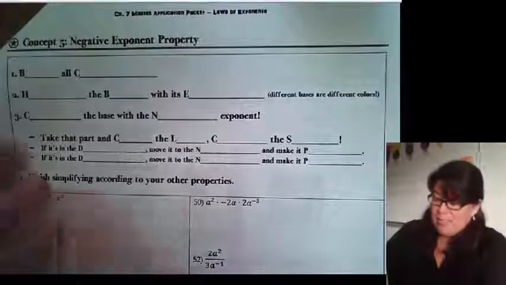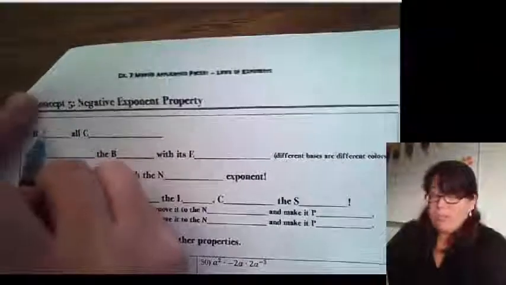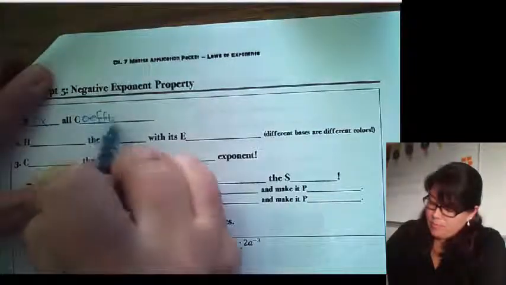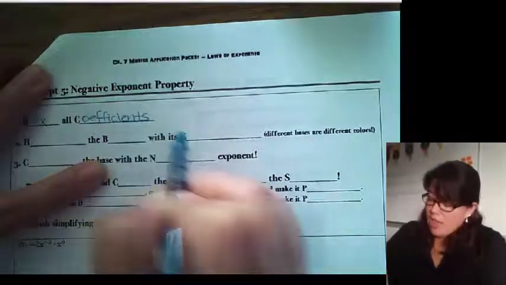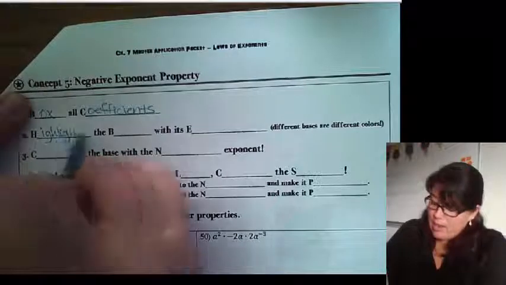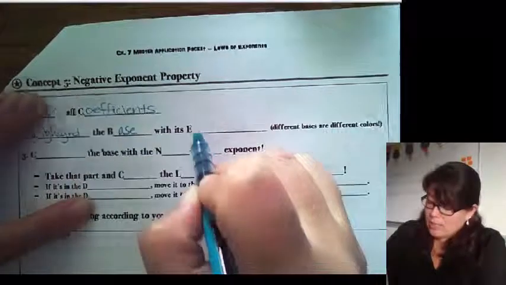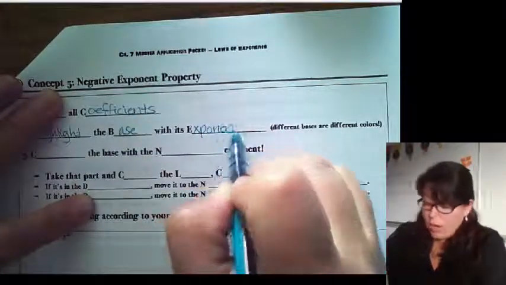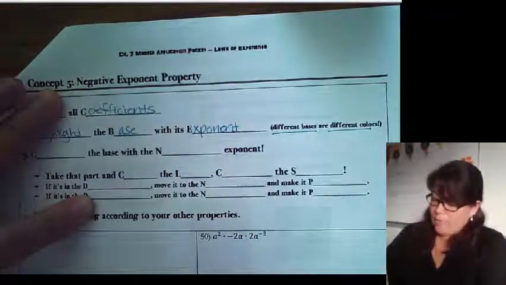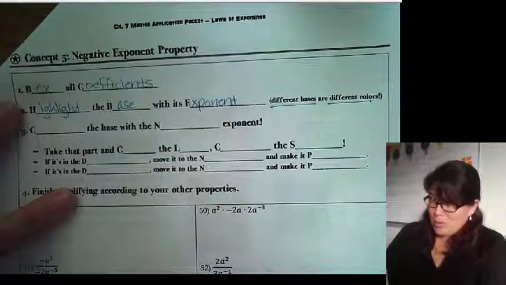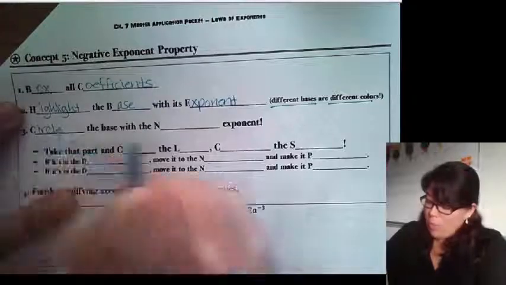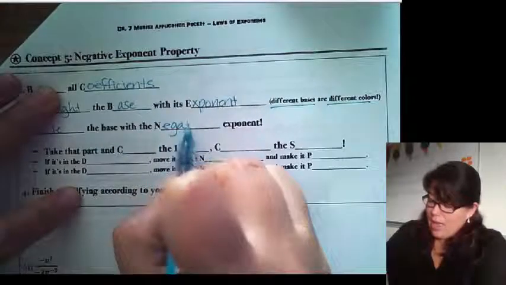We're going to start off pretty standard. You guys know this part. We're going to box all coefficients. Then we are going to highlight the base with its exponent. We're going to remember that different bases are different colors. So far, nothing new. Now, here's where it gets different. We are going to circle the base with the negative exponent.